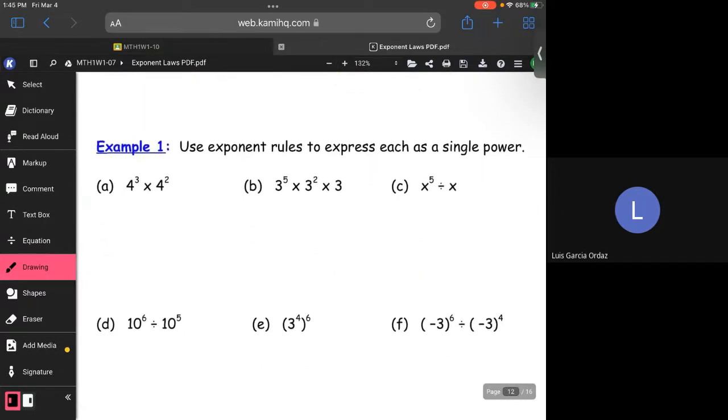Okay, we're gonna do 3 examples. We're gonna do A, C, and E. And then the rest you guys can do after. So can someone tell me what 4 to the power of 3 times 4 to the power of 2 simplifies into? Maya. 4 to the 5. Remember, this is the product of powers. So because we have this, we're going to add my exponents.